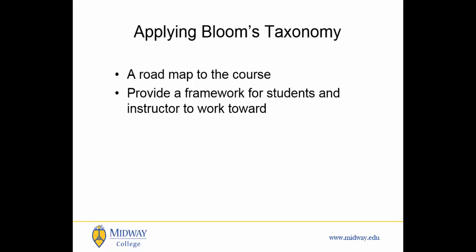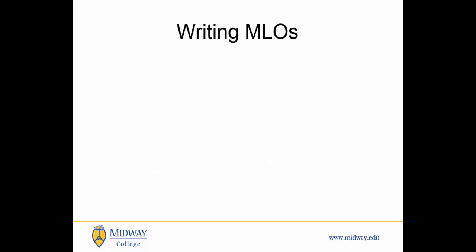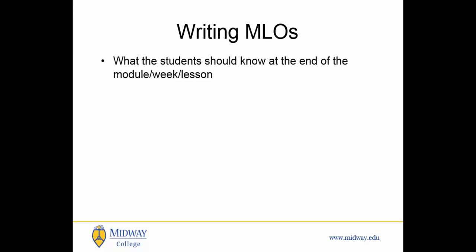You want to make sure that your outcomes are specific, observable, and measurable by using the action verbs provided in the Bloom's taxonomy verb list. Your outcomes and objectives should be simple, unambiguous, and clearly focused statements. When performing course alignment, you will want to consider what the students should know at the end of each week, module, or lesson, in addition to what you want the students to know at the end of the course. Naturally, you want to ensure that the MLOs and the SLOs are aligned.